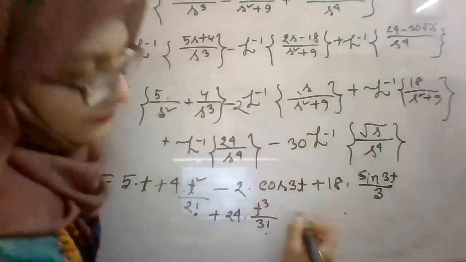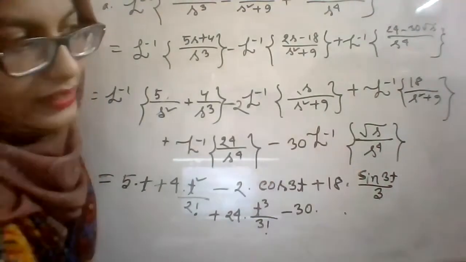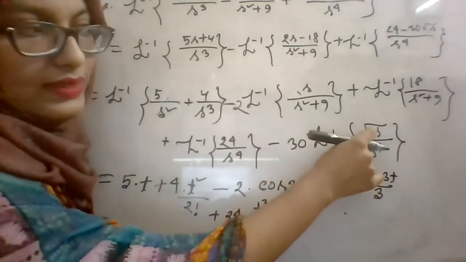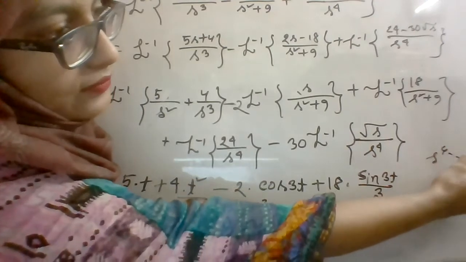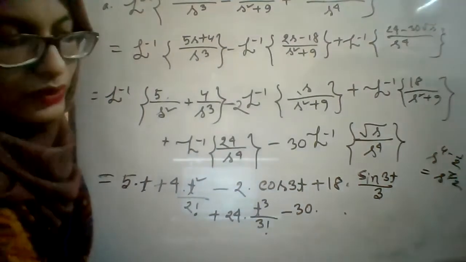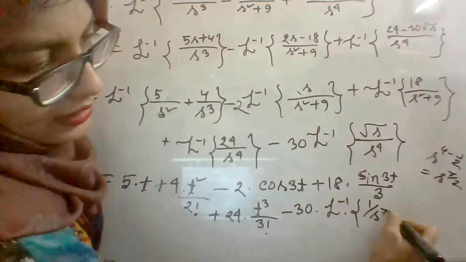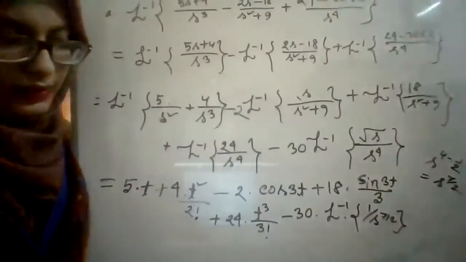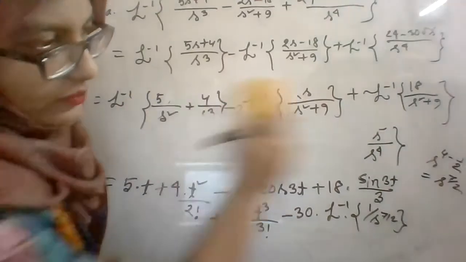Now for the last term, minus 30 inverse Laplace transformation of s to the power half divided by s to the power 4. So here consider this s to the power half, then it will be s to the power 4 minus half. That means it will be s to the power 7 by 2, right? So inverse Laplace transformation of 1 by s to the power 7 by 2. This is our last line. We can remove the above part.